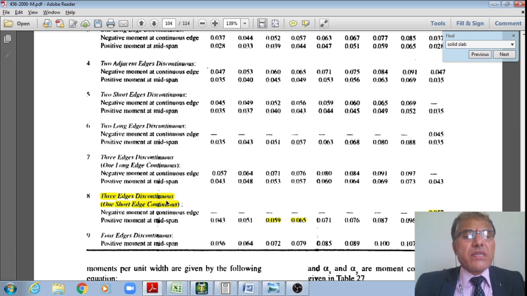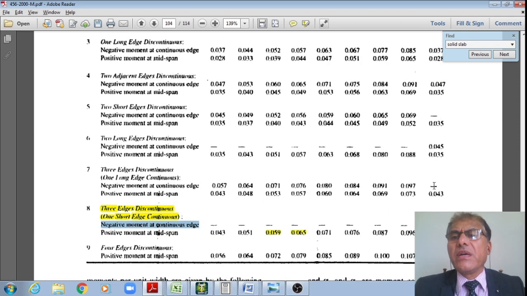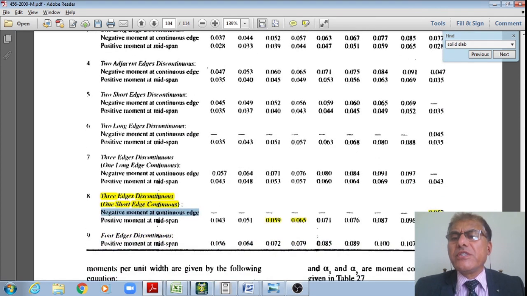therefore there is this case 8 I'll take. Therefore what are the negative bending moment coefficient at continuous support? Nothing. Whereas in the long span direction it is given as 0.057.